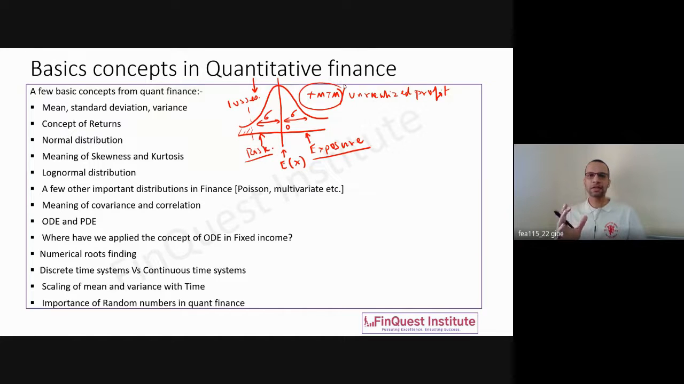So generally, risk is something which we study on the left side of the distribution, and exposures are something which we study on the right side of the distribution. Then variance is easy. I mean, just the square of standard deviation. Then the concept of returns. I have mentioned the concept of returns. I have not mentioned the concept of prices. So what could be the significance behind writing the concept of returns and not prices?